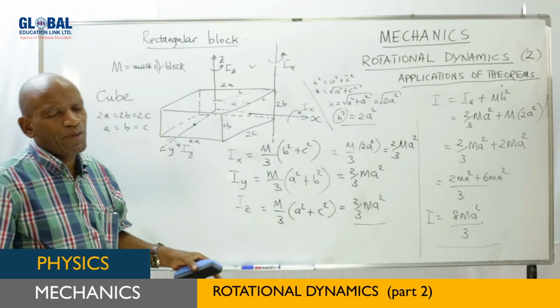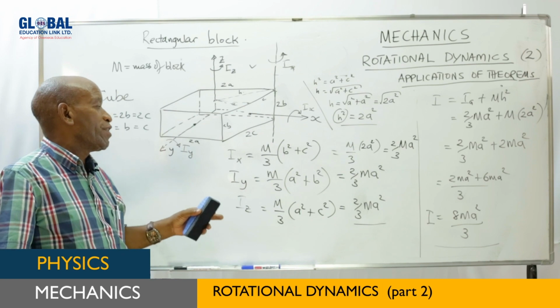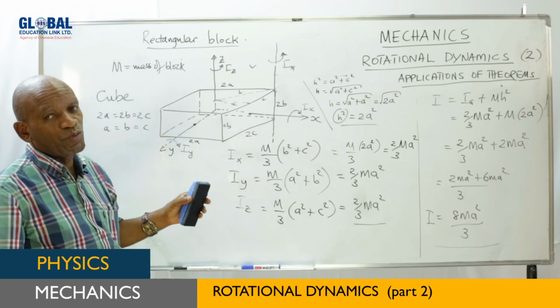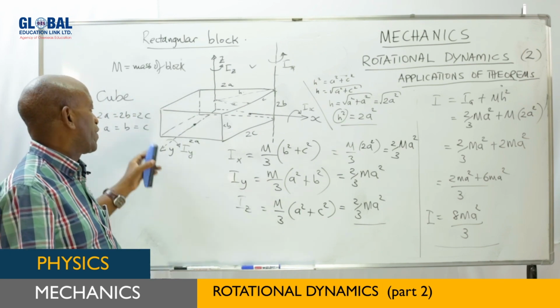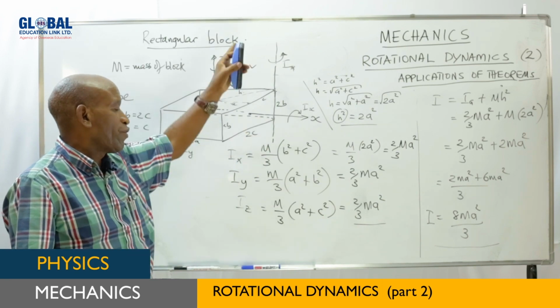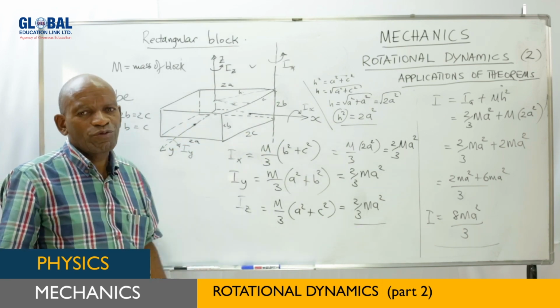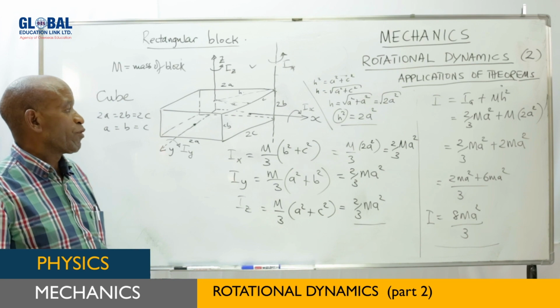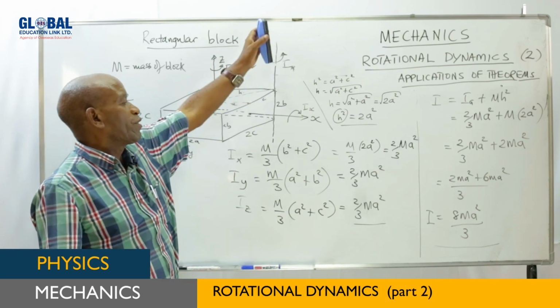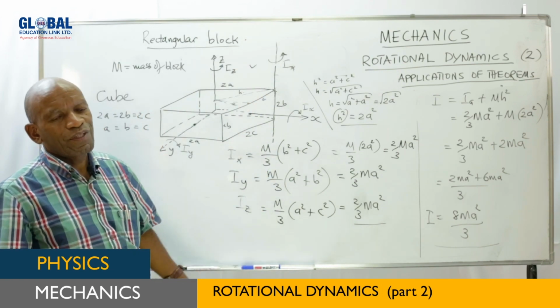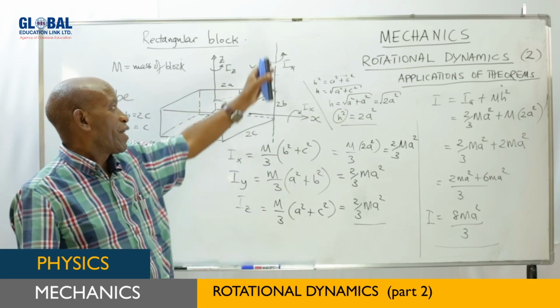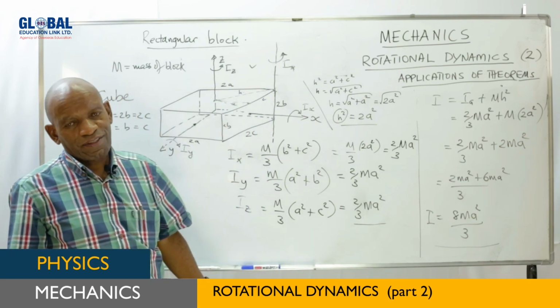And the same problem can be solved even if this is not a cube. It is still a rectangular block with sides 2a, 2c and 2b. You can follow the same procedure to obtain the moment of inertia when the same rectangular block is rotated about this particular axis.